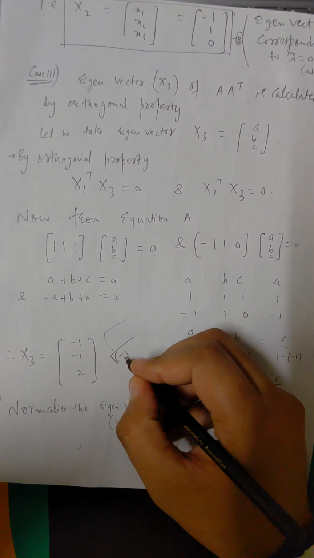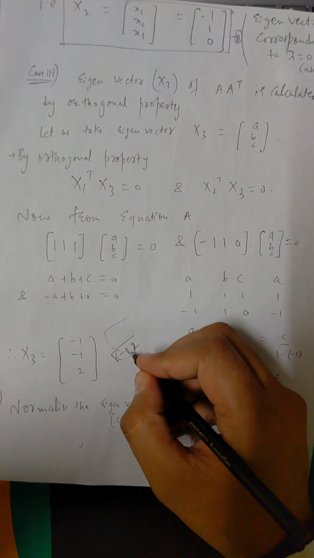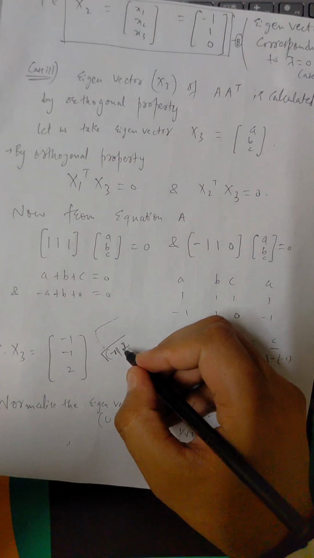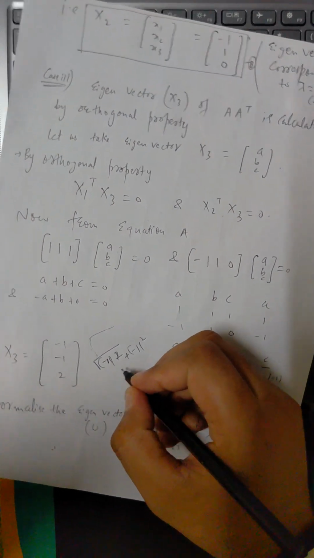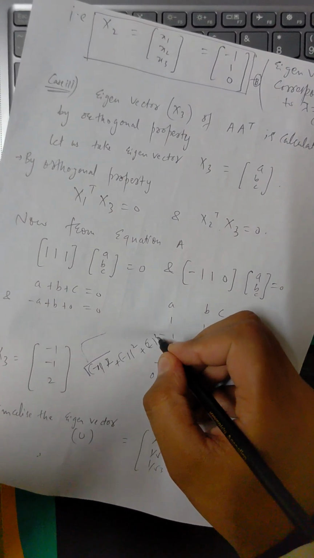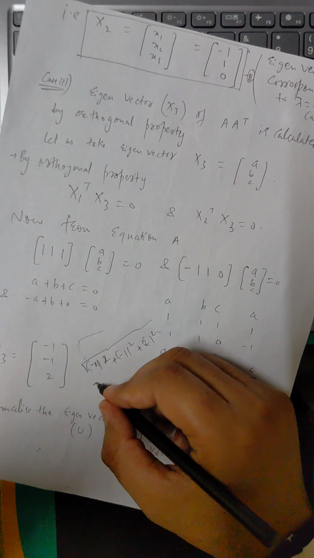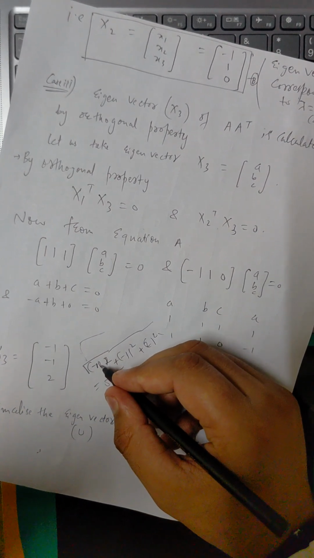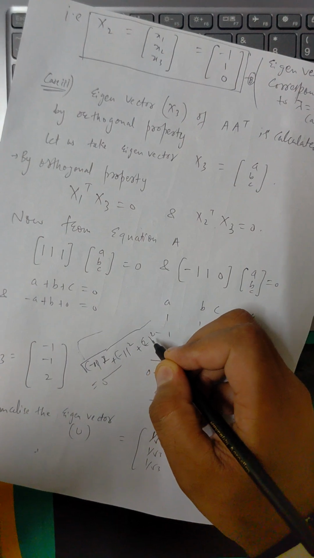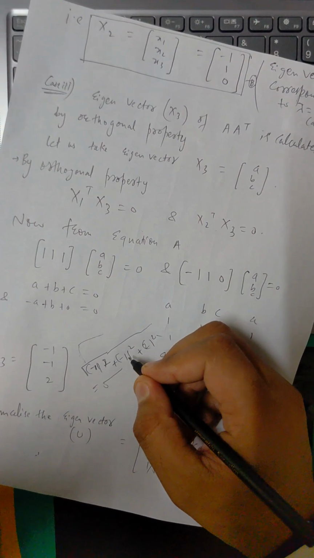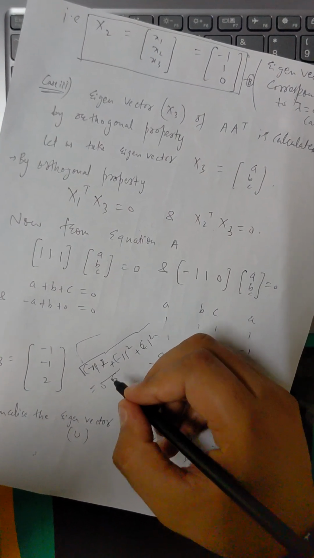This is minus 1 square, sorry, this minus 1 square plus minus 1 square plus 2 square. So when you calculate its square, minus 1 square is 1, 1 plus 1 is 2, 2 plus 4 is, this is 2 square. So 4 plus 2 is 6. This is square root of 6.